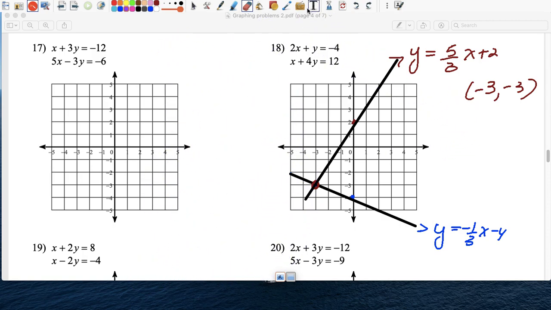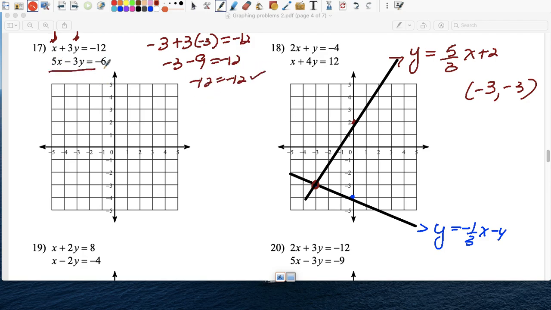I'll replace x and y with -3. So I get -3 plus 3 times -3 equals -12, and that's -3 minus 9, which is -12, and -12 equals -12. So that one is true.